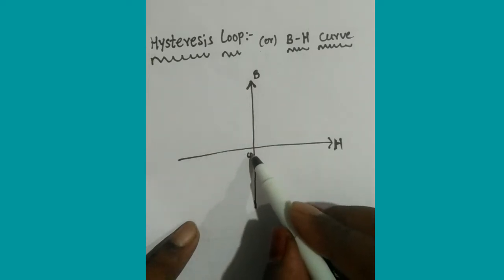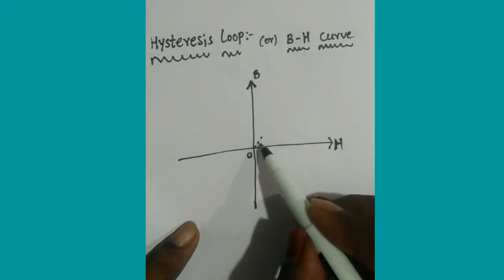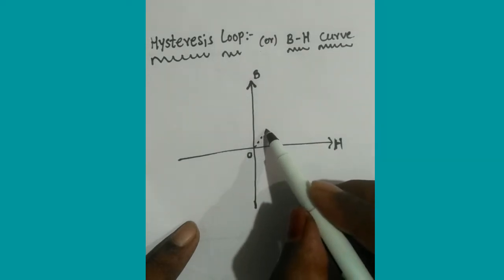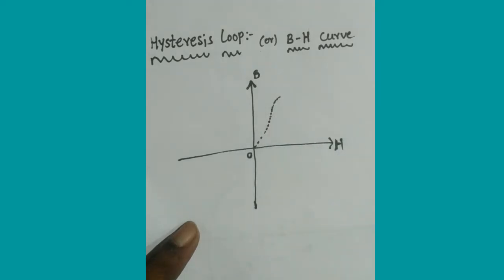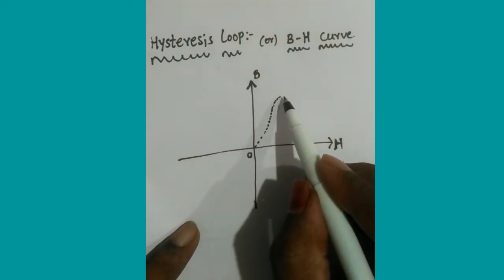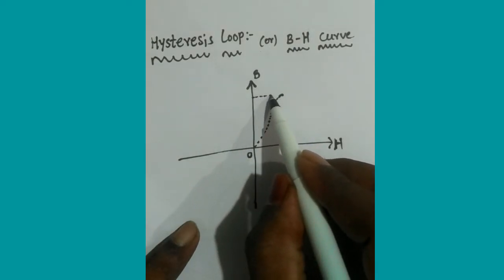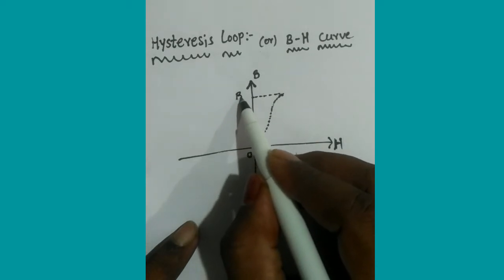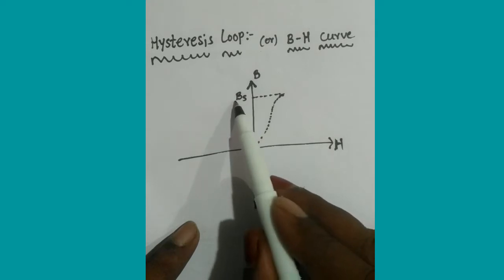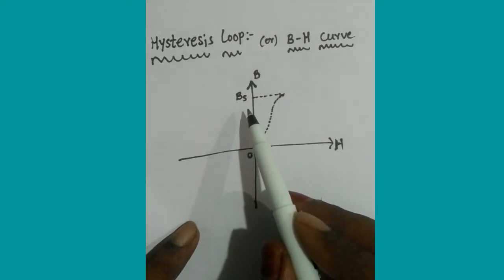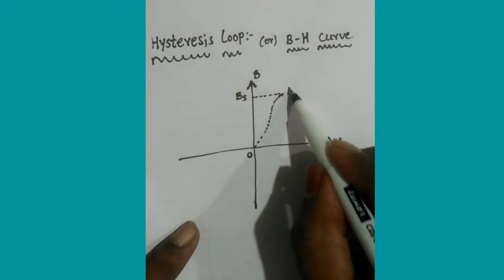For example, if we place a ferromagnetic material in an applied magnetic field intensity, the magnetic lines of force pass through that material, and the magnetic induction at a particular point comes into the saturated position. That means if you keep on increasing the magnetic field, Bs is the saturation magnetization. This position we may call A.